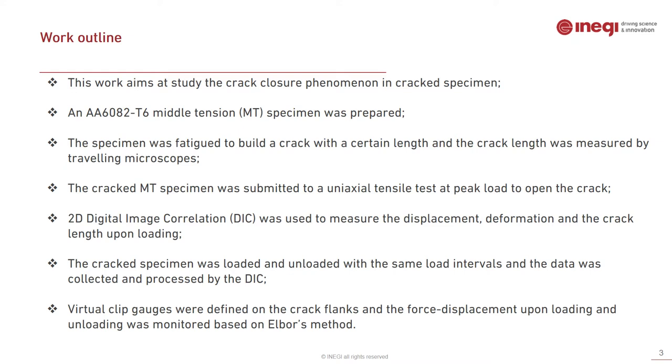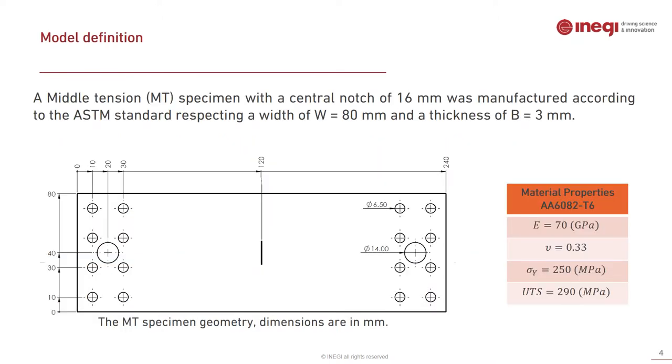Consequently, the cracked specimen was submitted to a uniaxial tensile test with a peak load to open the crack, and the 2D digital image correlation system was set up in order to measure the displacement, deformation, and the crack length upon loading. The cracked specimen was loaded and unloaded with the same load intervals, and the data was collected and processed by the DIC. The virtual clip gauges were defined on the crack flanks, and the force-displacement upon loading and unloading was monitored based on the Elber's method.